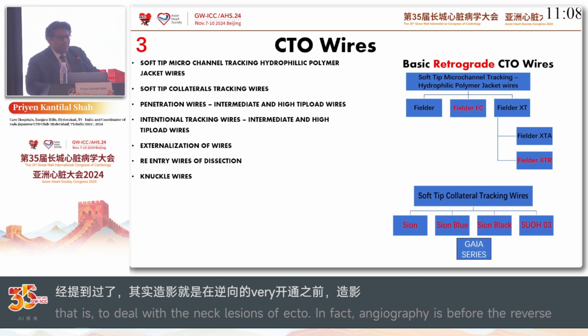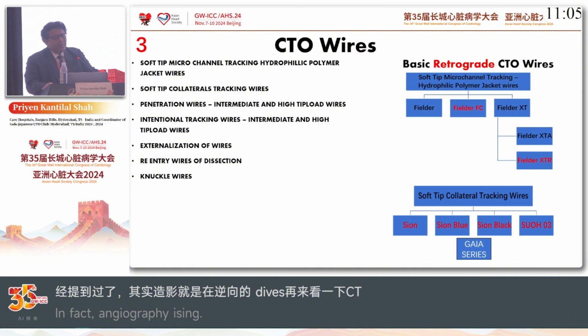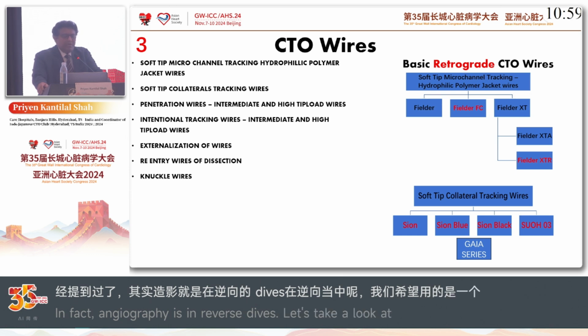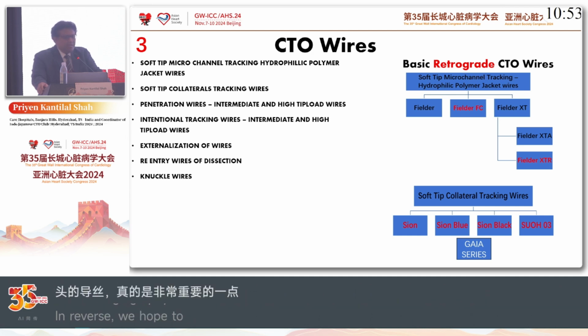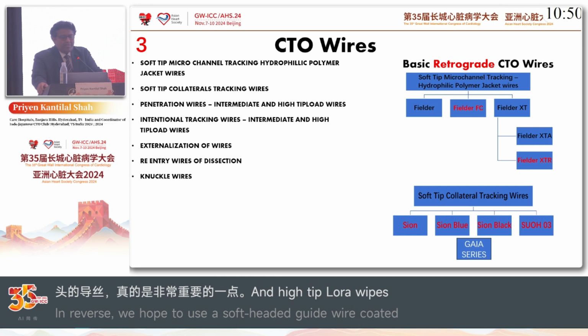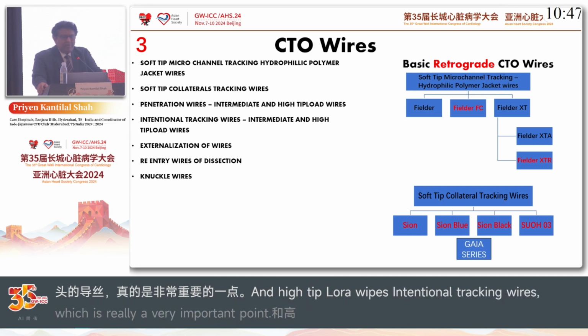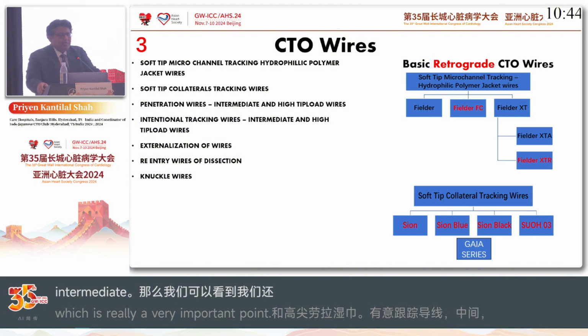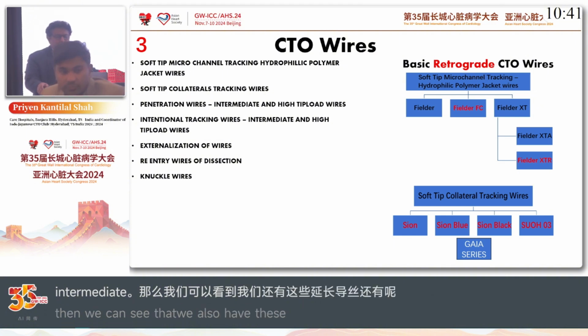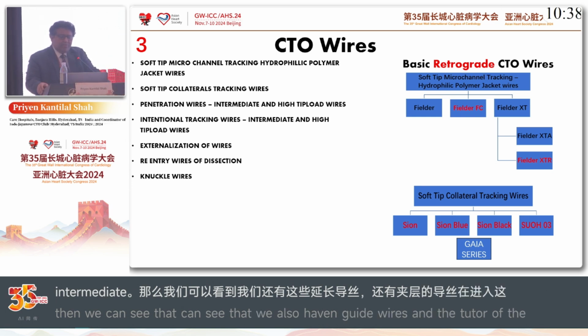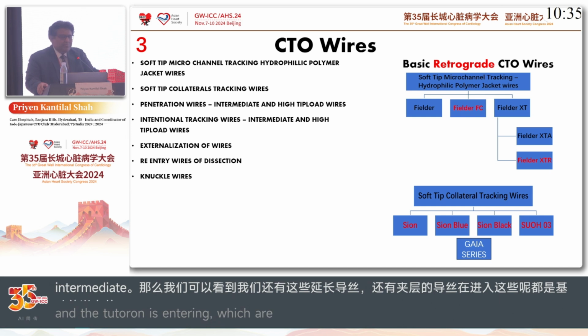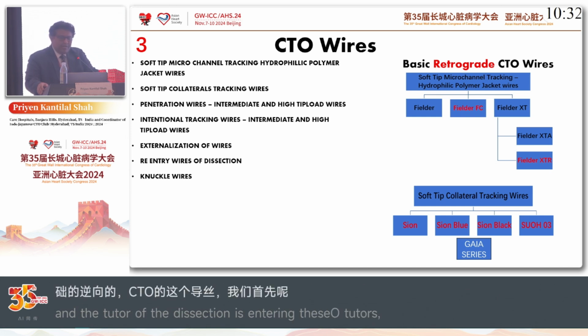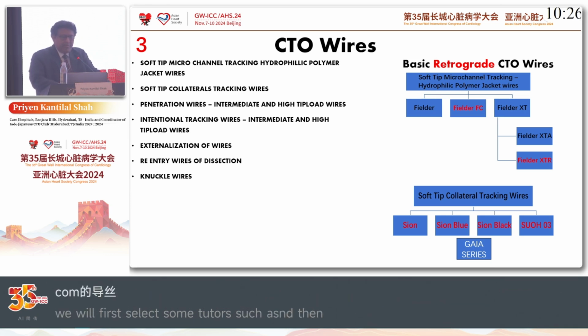CTO wires, what we need in this retrograde are soft tip microchannel tracking hydrophilic polymer jacket wires, soft tip collateral tracking wires, penetration wires of intermediate and high tip load, intentional tracking wires, intermediate and high, externalization wires, and re-entry wires for dissection and knuckle wires. The basic retrograde CTO wire is the soft tip microchannel tracking hydrophilic polymer jacket, that is from the Fielder series, and the soft tip collateral tracking wires are from the Sion, and no doubt lately the Gaia series have taken a step forward.